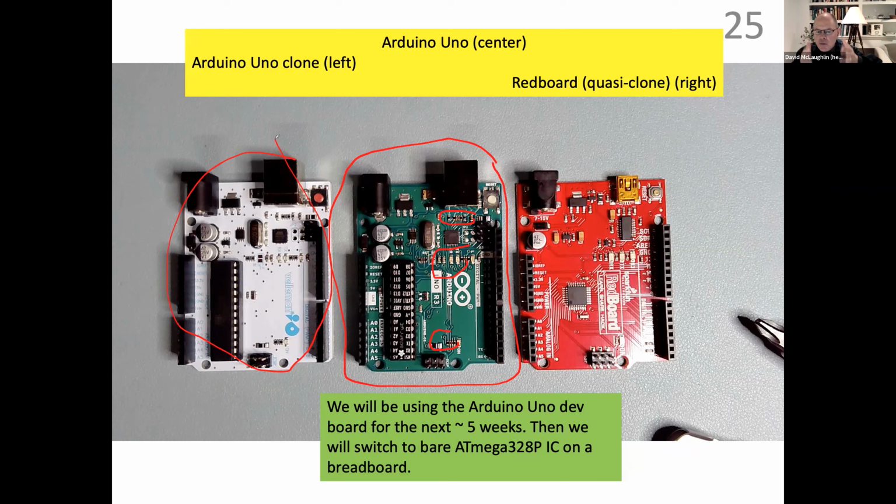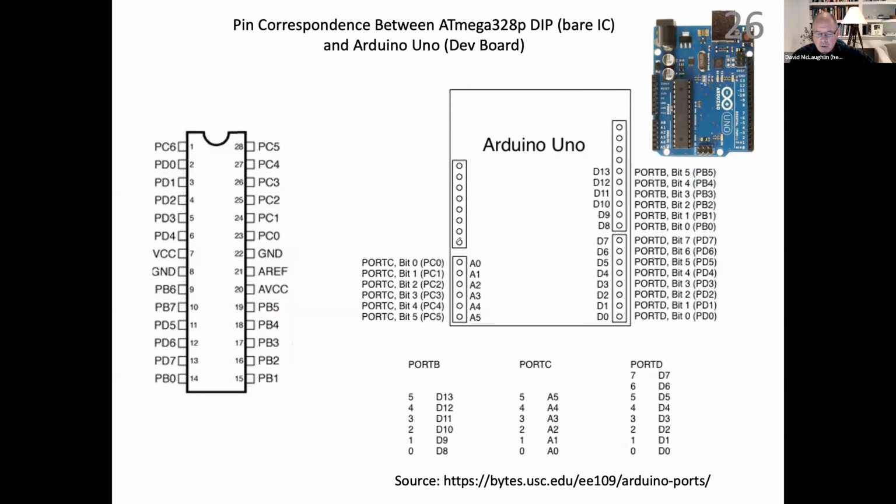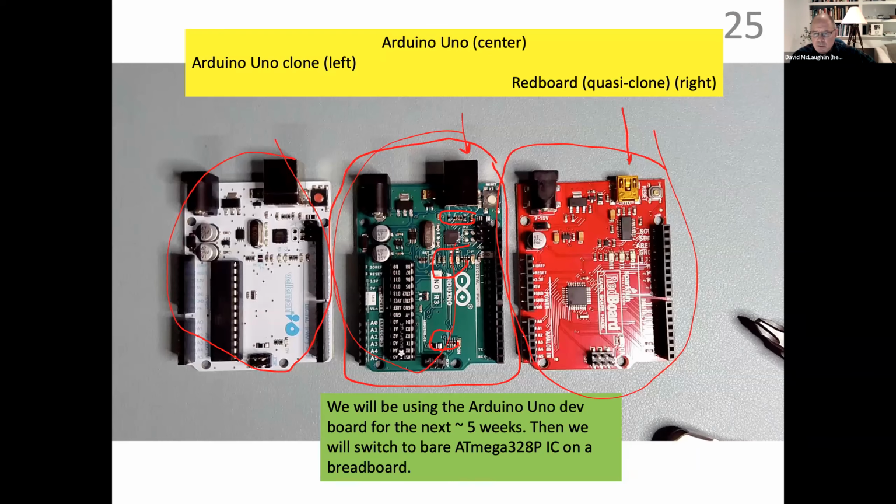The Arduino Uno, the original one, and the Velamin are the same. They're identical. One's a clone of the other. There's also SparkFun makes a red board, which is not an exact clone, it's a quasi-clone. You have to actually download some drivers to make the red board work, and the connection on it is a little bit different between that and these others. We're going to be using the Arduino Uno. Okay, so that's what we'll be using for the next 5 weeks.